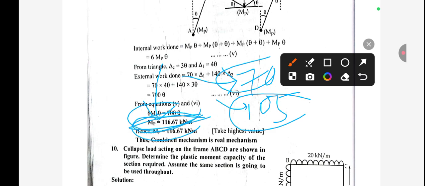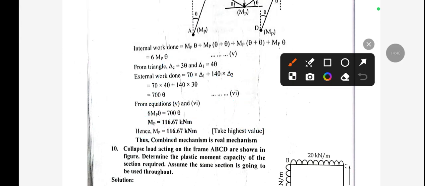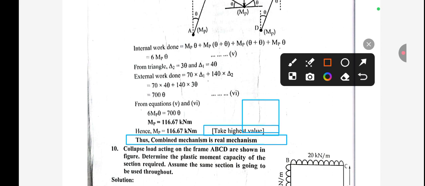So we have to take the maximum value for the plastic moment. The maximum value occurs in the combined mechanism, that is 116.67 kilonewton. So our plastic moment will be 116.67 kilonewton meter in the combined mechanism. Thus the combined mechanism is the real mechanism, since we have taken the highest value. I have also written it over here, 116.67 kilonewton.